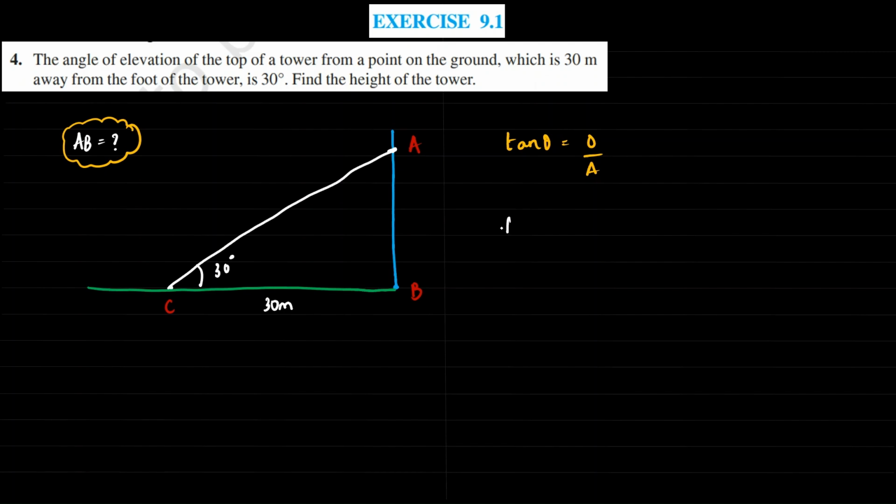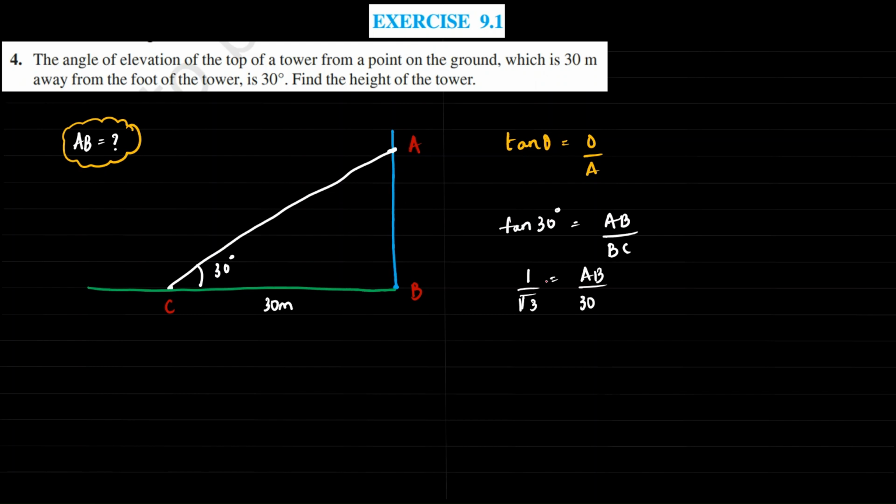So here the angle is 30 degrees, so tan 30 degrees is going to be the opposite side, which is AB, divided by the adjacent side. The adjacent side is BC. Tan 30 degrees is 1 over square root of 3, and that's going to be equal to AB, as we don't know the value. BC is 30.